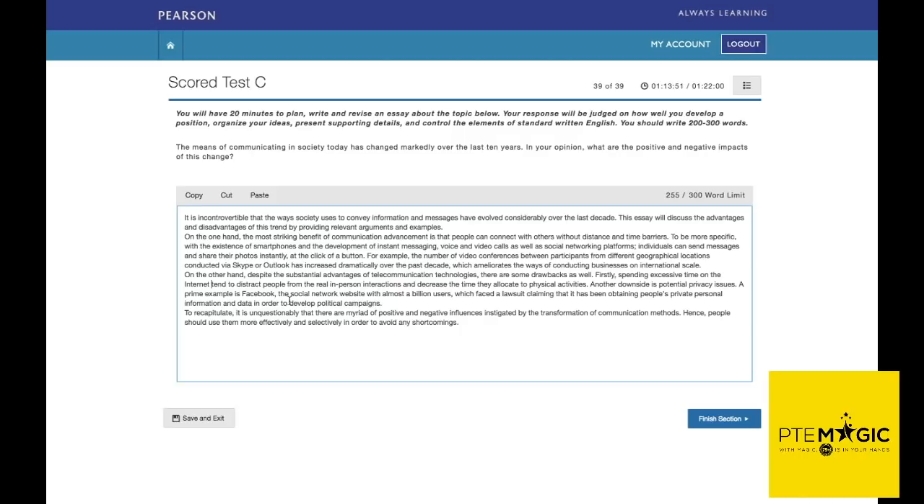A prime example is Facebook, the social network website with almost a billion online users, which faced a lawsuit claiming that it has been obtaining people's private personal information and data in order to develop political campaigns. To recapitulate, it is unquestionable that there are myriad of positive and negative influences instigated by the transformation of communication methods. Hence, people should use them more effectively and selectively in order to avoid any shortcomings.